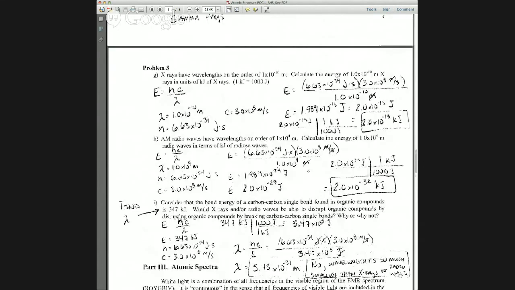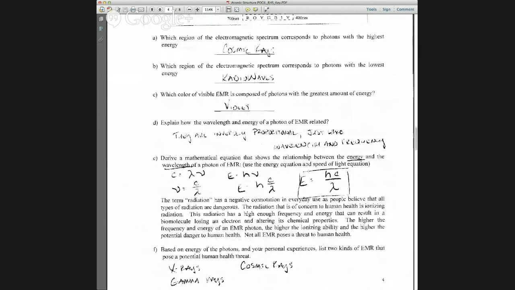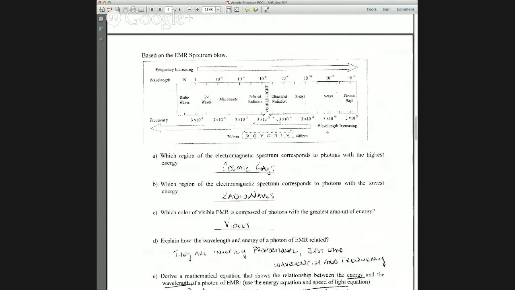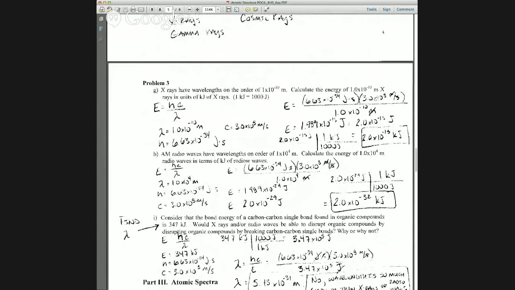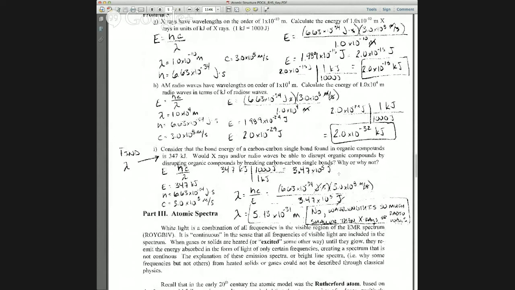So if you look up at your spectrum, 10 to the negative 31st meters, where does that fall? If you're looking at wavelength up here, it's way, way small. So it would take quite a bit more energy to break those carbon-carbon bonds. So the answer to I is no. The wavelengths are so much smaller, which would be very, very high energy. But hopefully that makes sense to you.